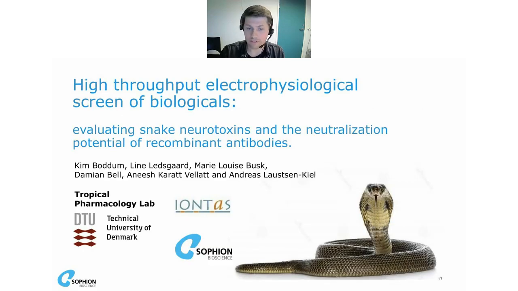I will then shift to another study. Here we evaluated snake neurotoxins and the neutralizing potential of recombinant antibodies. This was a fruitful collaboration with Iontas and also the Tropical Pharmacology Lab at the Technical University of Denmark, and they did the antibody discovery and development.